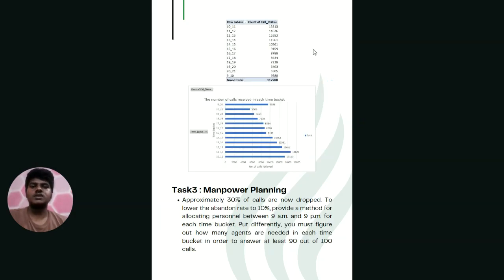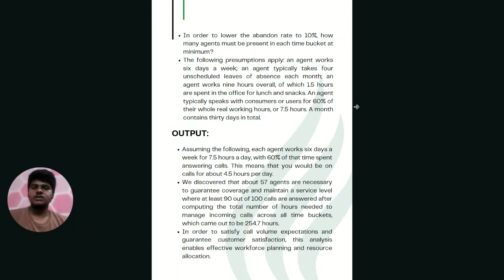Moving on to task 3, manpower planning. To reduce the abandon rate to 10%, we need to allocate personnel between 9 a.m. to 9 p.m. for each time bucket in a way that ensures at least 90 out of 100 calls are answered. In other words, we need to calculate the number of agents needed in each time bucket to achieve a target answer rate of 90%. Coming to the Excel.